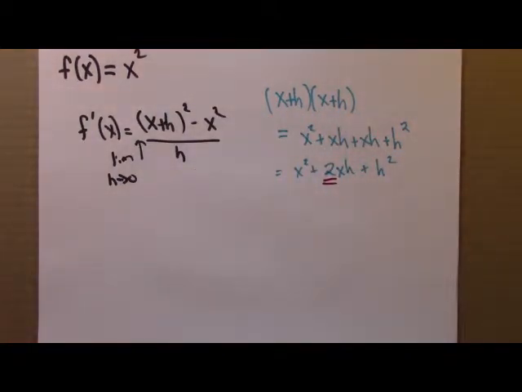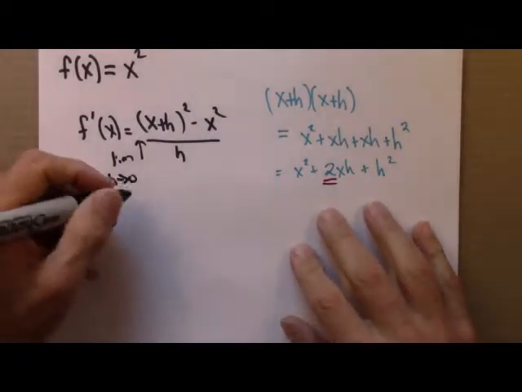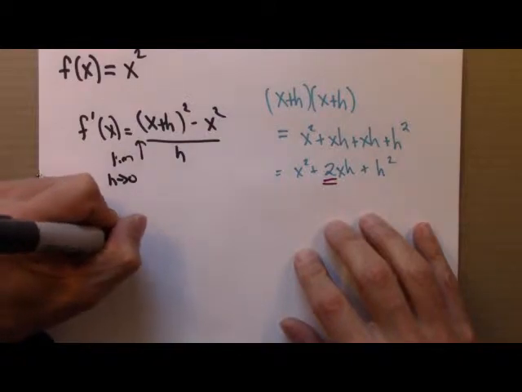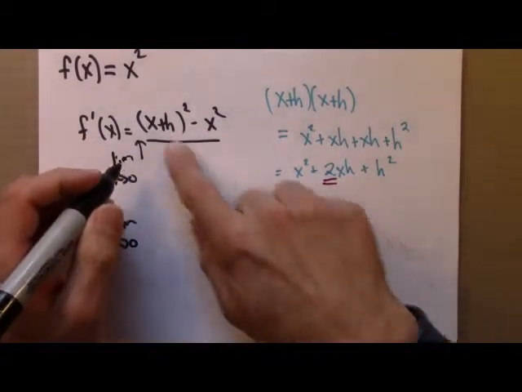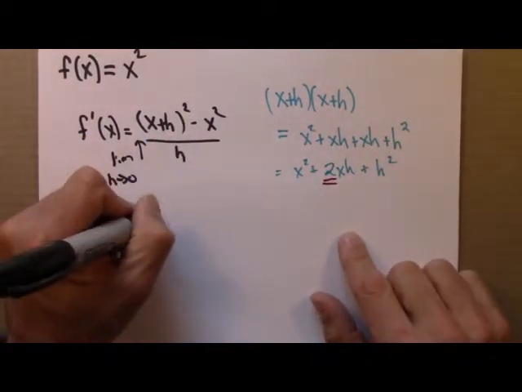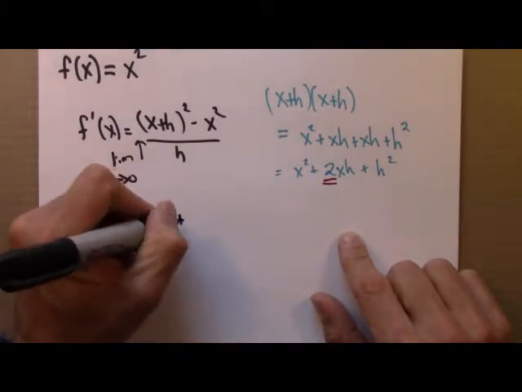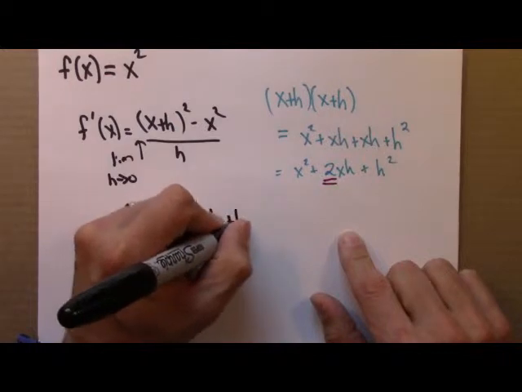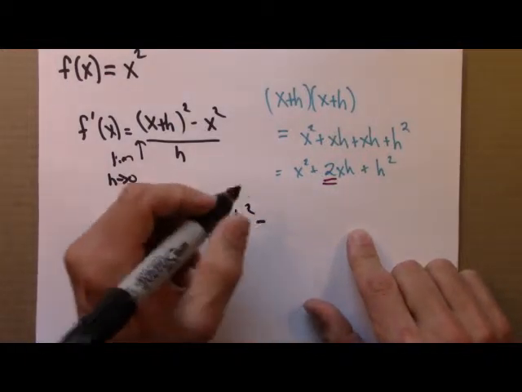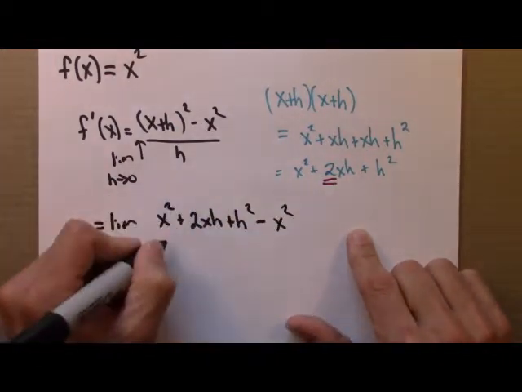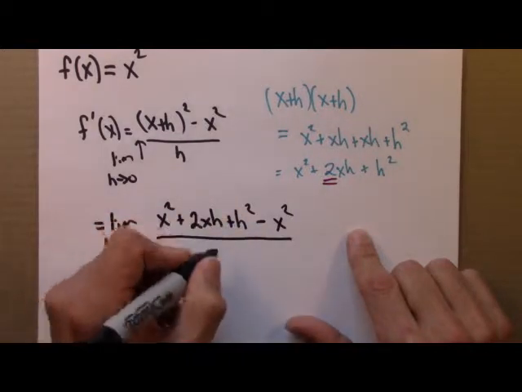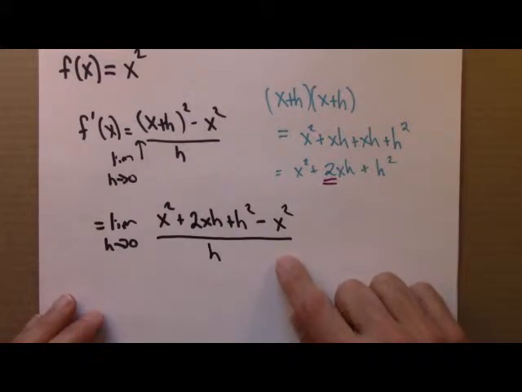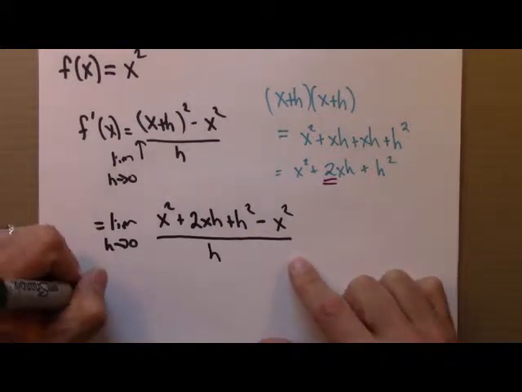Alright, so let's finish this derivation. So this equals the limit as h goes to 0 of this whole thing, x squared plus 2xh plus h squared minus x squared over h. And now, as we've seen before, some happy simplification occurs.